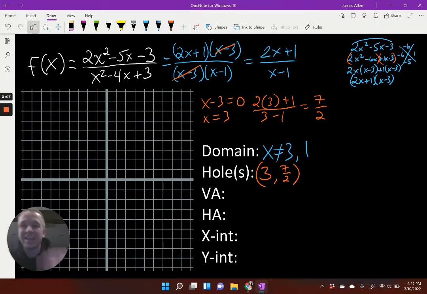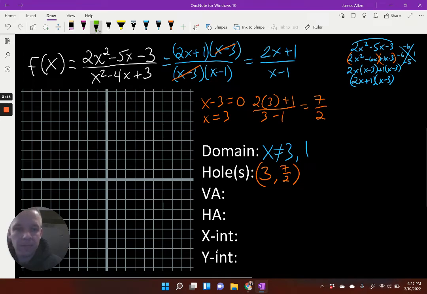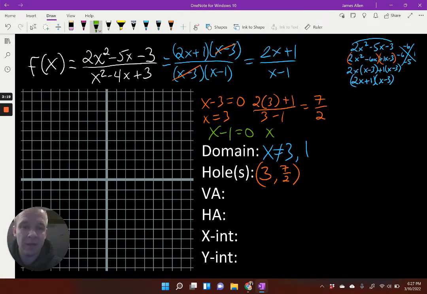Vertical asymptote is whatever is left in my denominator. That's how I determine my vertical asymptote. So I would take the x minus 1, which is left in my denominator, set it equal to 0, and I'll get x equals positive 1. So my vertical asymptote is x equals positive 1. Beautiful. All right, we're just cruising through here.